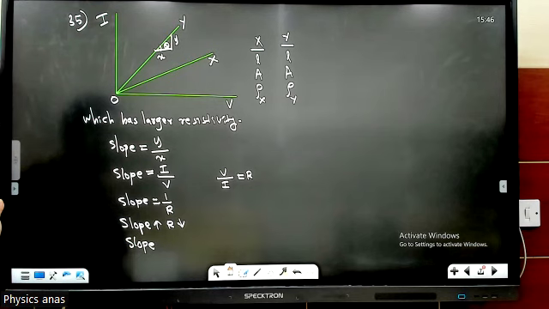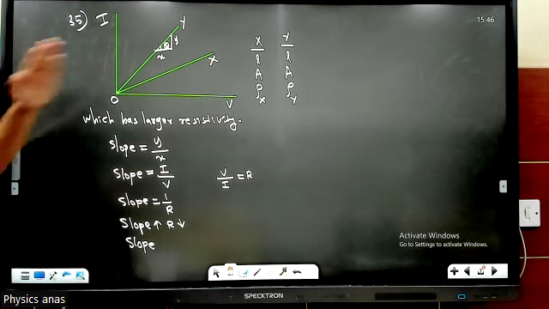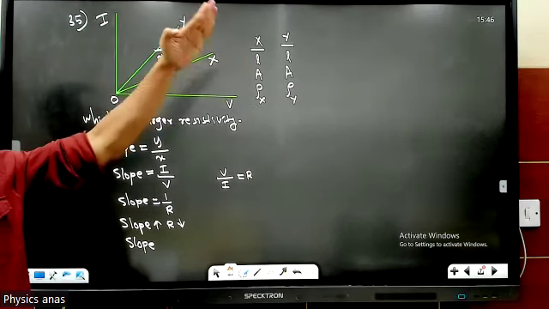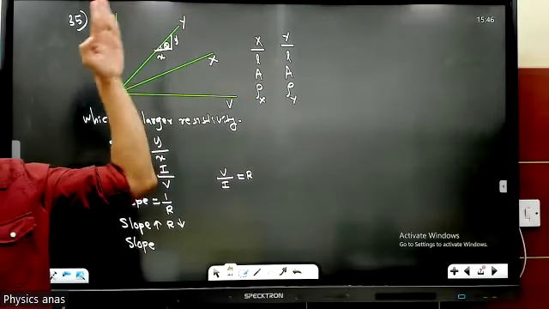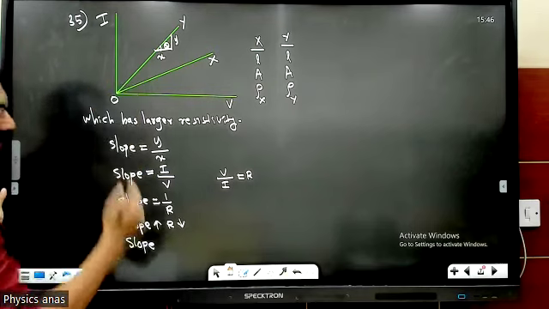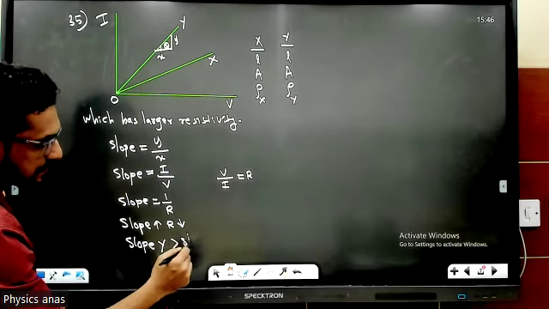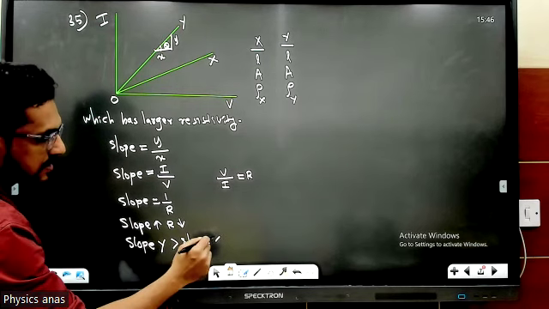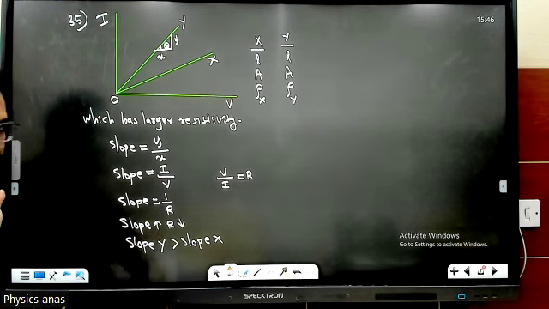Which has greater slope? This is the increasing slope. This is slope decreasing. So which has greater slope? Y. Slope of Y is greater than slope of X. That means resistance of Y will be less than resistance of X.